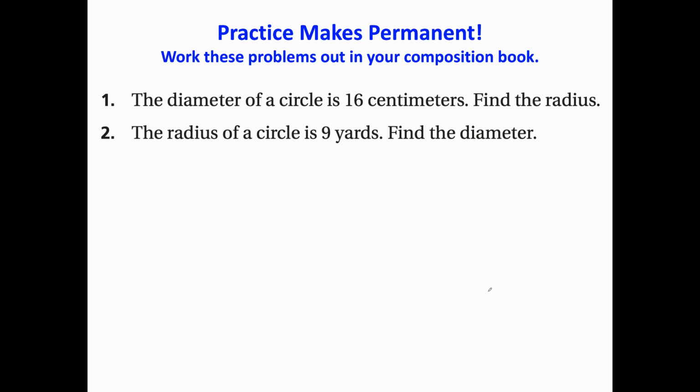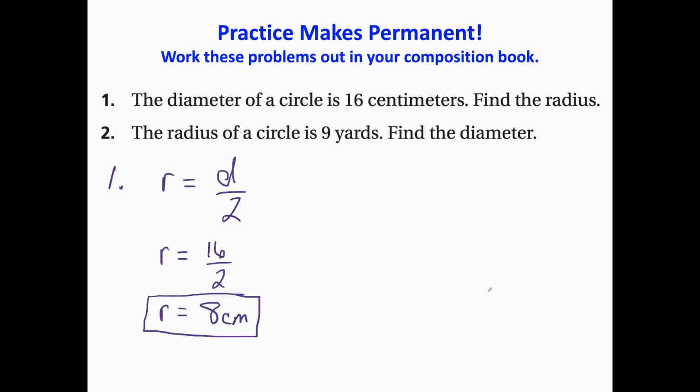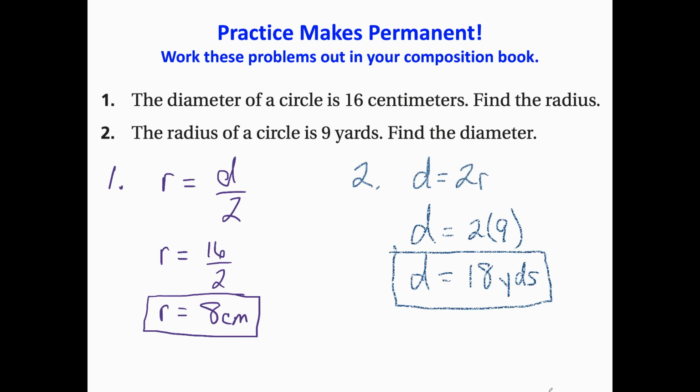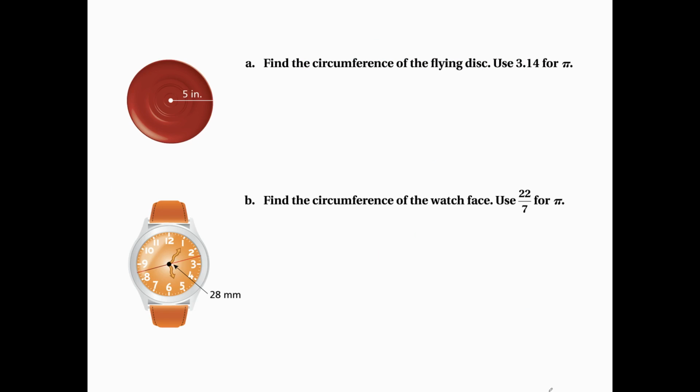Okay, so we're back. Let's see what we got. So for number one, the diameter of a circle is 16 centimeters, find the radius. So I want to find r. So I use that formula, plug in the numbers, and the answer is 8 centimeters. All right, the second one, the radius is 9 yards, find the diameter. So here the diameter is 18 yards. Pretty straightforward. Okay, so now let's practice finding the circumference.